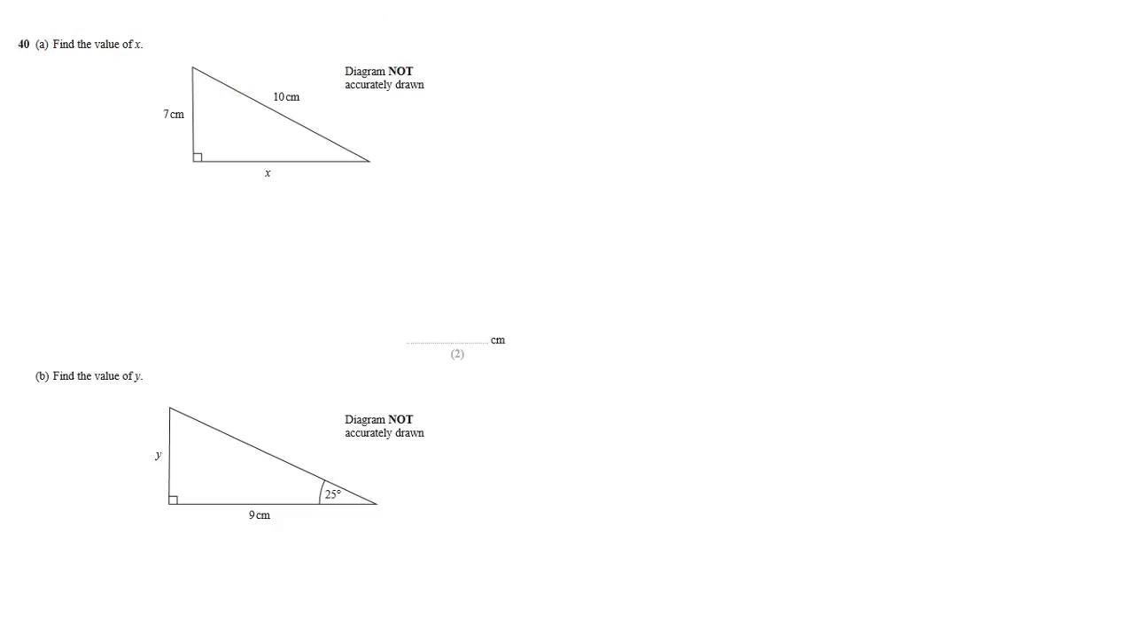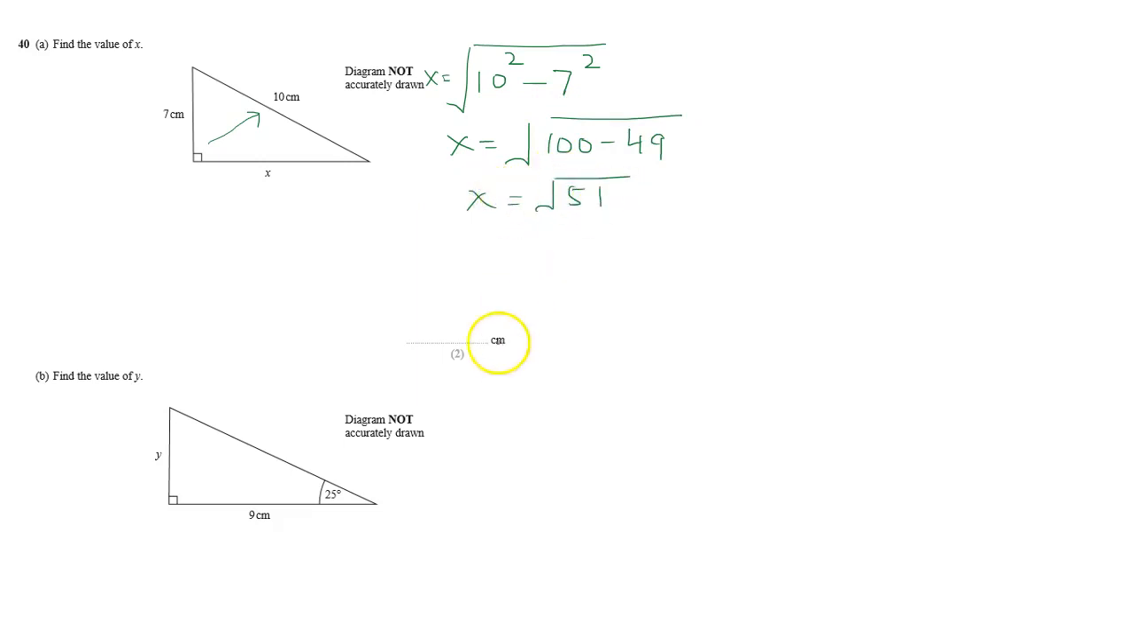Question number 40A part. This is a right angle triangle and this is the longest side. So to get the shorter side, you have to do the square of the longest side minus the square of the shorter side, under root. So this is x. So x will be root of 100 minus 49. So x will be root 51.